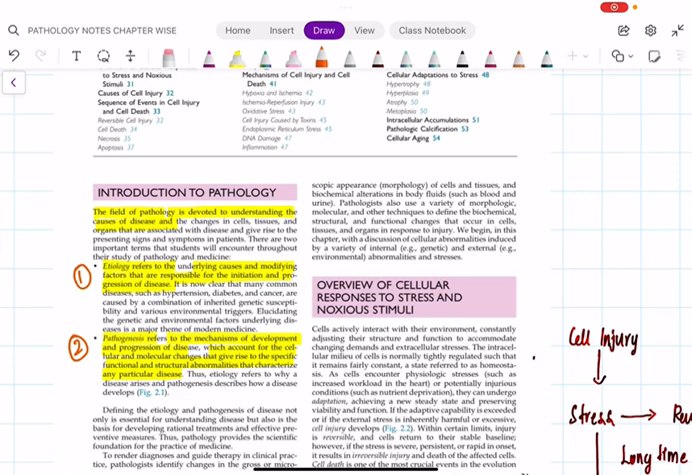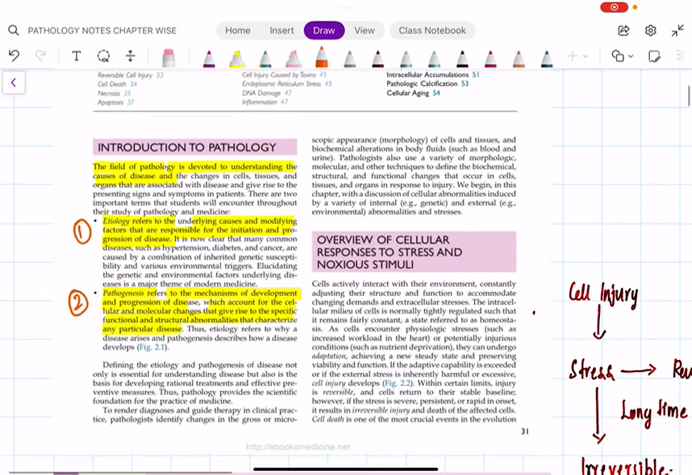For lung cancer, the most common etiology is smoking. Pathogenesis: see, whoever smokes, are they all developing lung cancer? No, of course not. So there are some mechanisms which lead to the development of lung cancer. We call it pathogenesis.